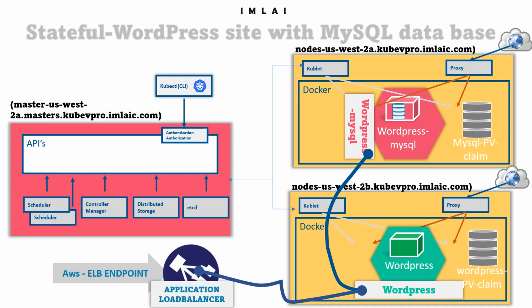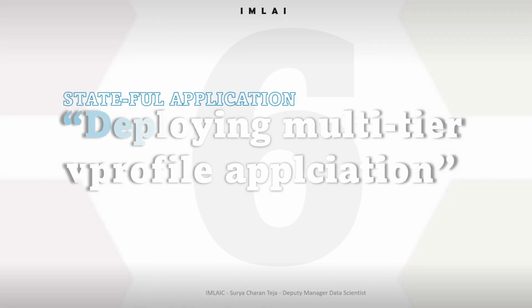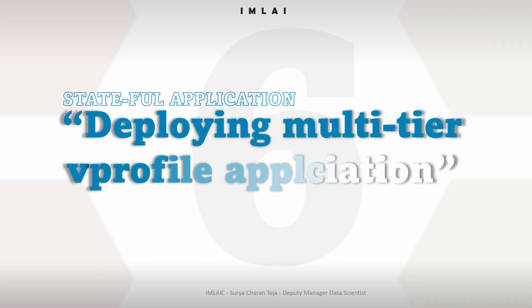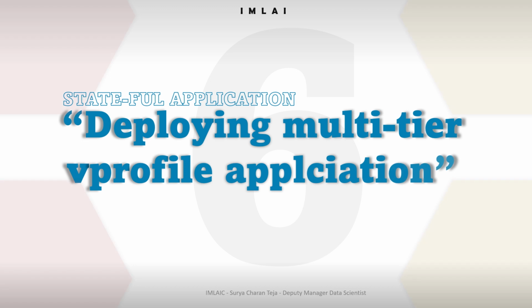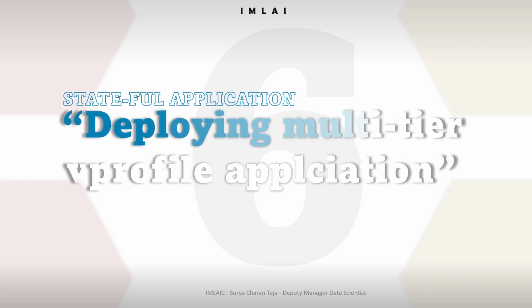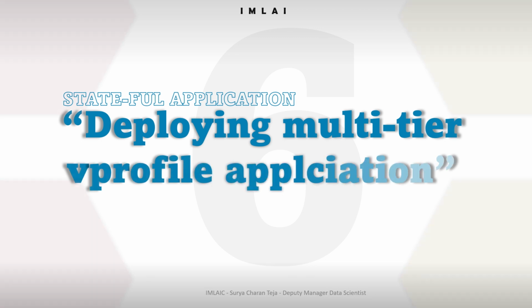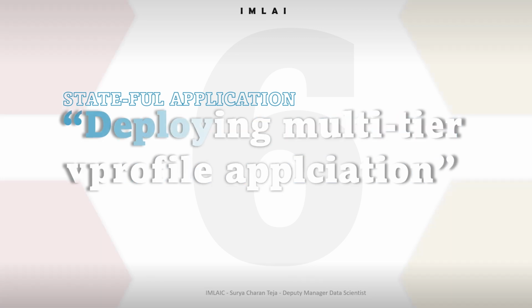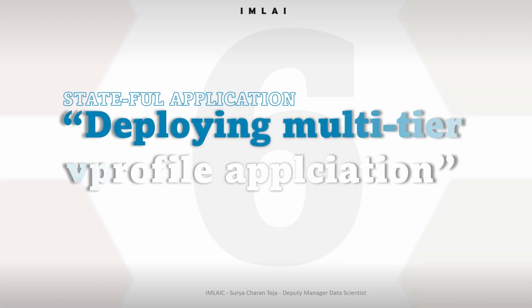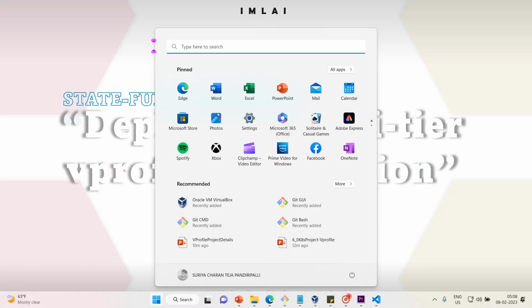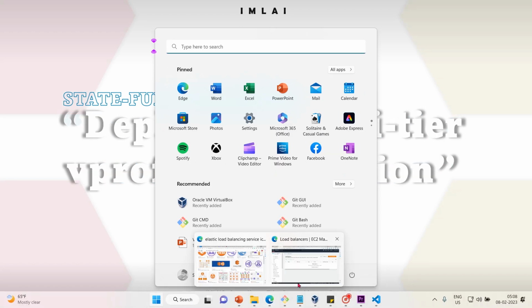So now we have to slowly increase our application's complexity. Now we are going to look into a more complex application, a multi-tier application which consists of a lot of services, that is the vProfile application. This consists of memcached, MySQL databases, Apache Tomcat, and Elasticsearch. A lot of services it consists of, and that we are going to do. First we'll see the architecture of that application before we start working on it.